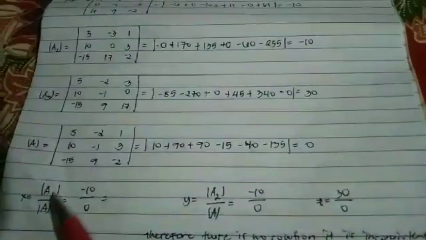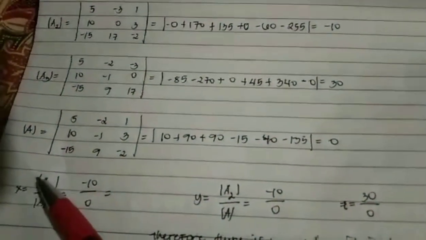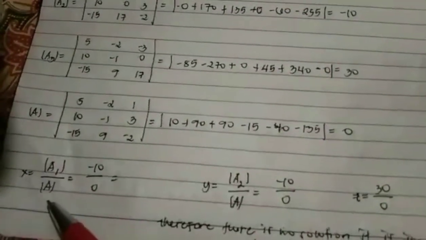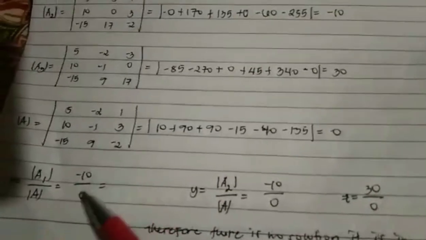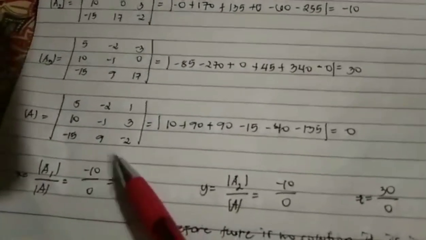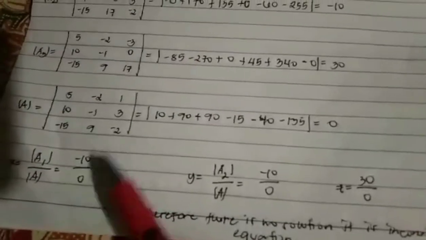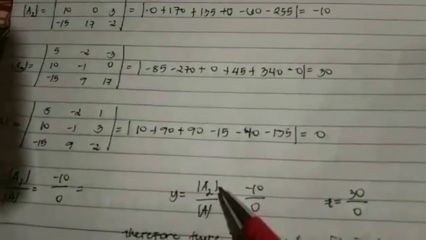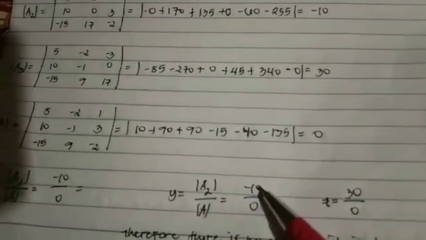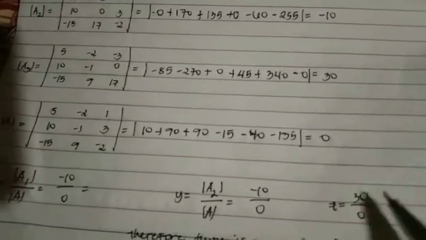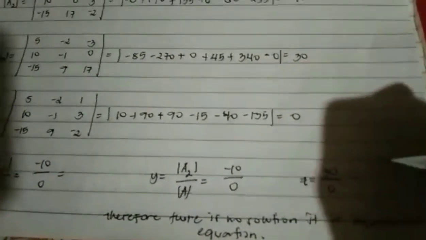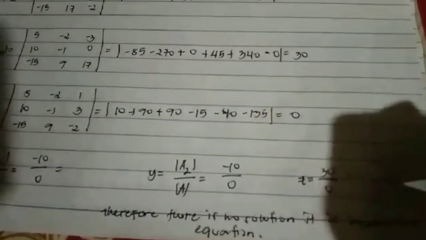So, to get the values of x, y, and z, we will divide. For x, it is the determinant of A sub 1 divided by the determinant of A. So negative 10 divided by 0. So there is no value, it is an error. Next, the value of y is equal to the determinant of A sub 2 divided by the determinant of A, which is negative 10 over 0, and then z is equal to 30 over 0, since it is the determinant of A sub 3 over the determinant of A.